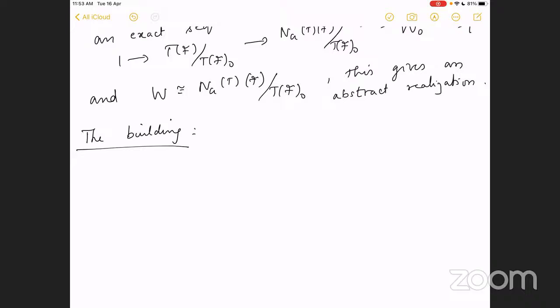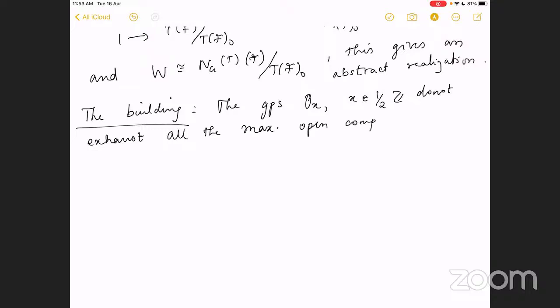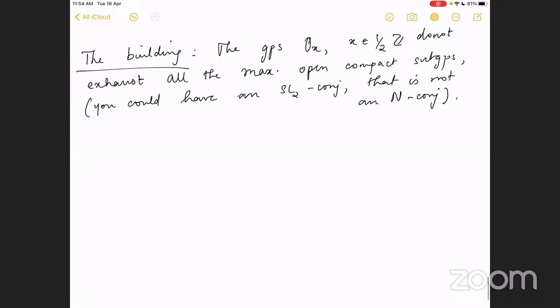So let me write this down. The groups P_x, x in half Z, do not exhaust all the maximal open compact subgroups, because you could have an SL2 conjugate that is not an N conjugate. Right. Now, so we define the building as follows.